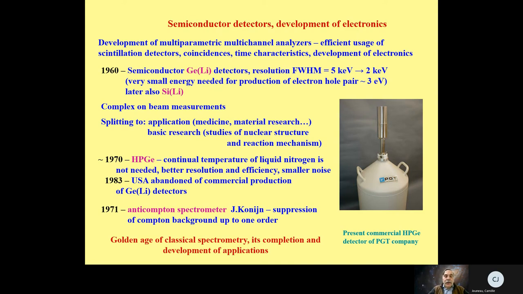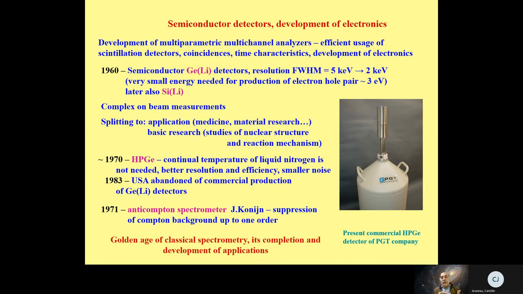And how was it done? He used germanium detectors, and around these germanium detectors he placed a scintillation detector, for example, a sodium iodide crystal. The difference between a semiconductor detector and a scintillation detector is that the semiconductor detector has very nice energy resolution, but its efficiency is smaller. On the opposite side, the scintillation detector has worse energy resolution, but very high efficiency.